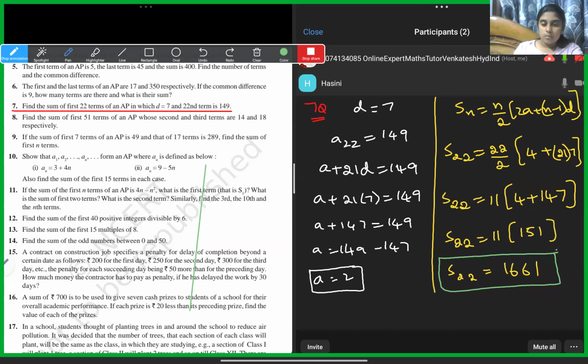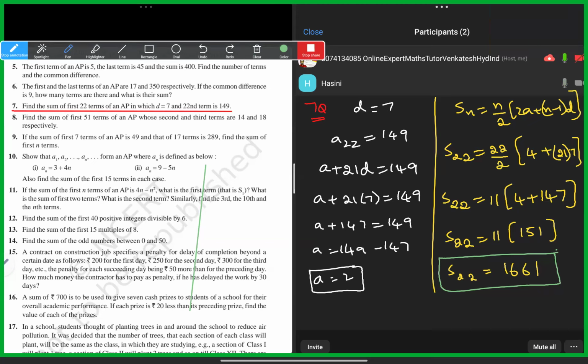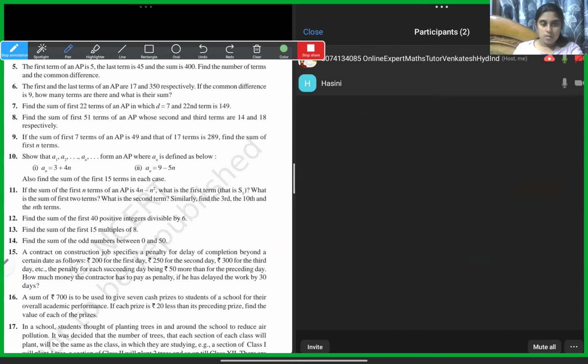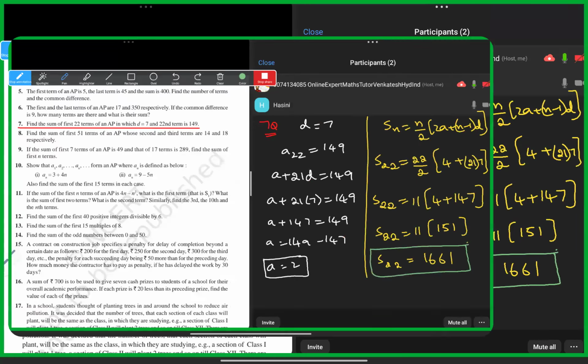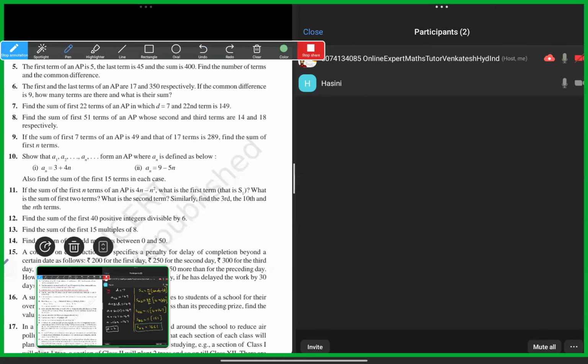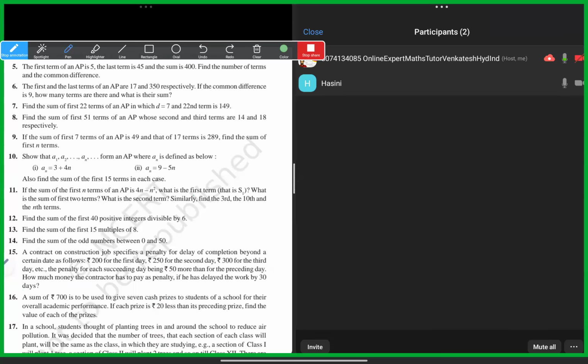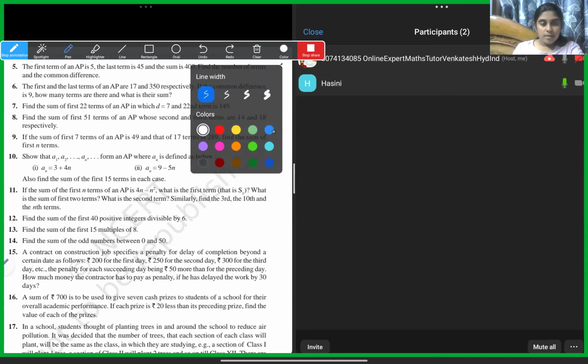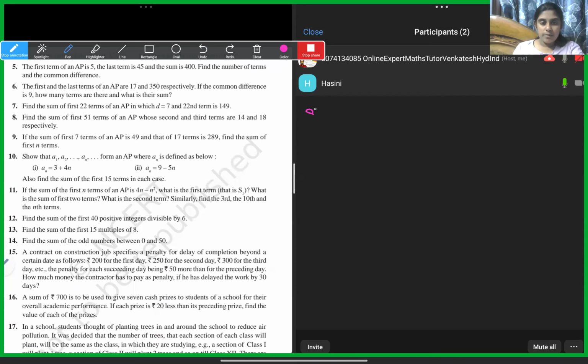So let's delete it, Hasni. Yes, sir. You have checked the back answer, Hasni, 1661? Yes, sir, the back answer is the same. Okay, Hasni, that is that. We'll go to the next question, Hasni, the eighth one. Once you read the question, Hasni, eighth one. Find the sum of first 51 terms of an AP whose second and third terms are 14 and 18 respectively.